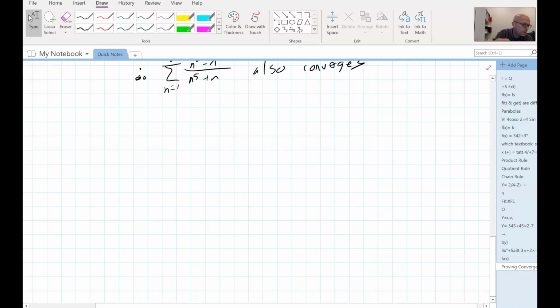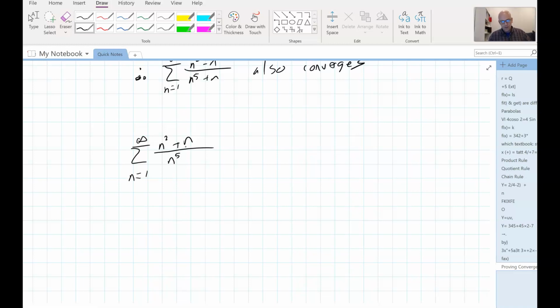Okay, let's try one more example. Let's say that we have the summation from 1 to infinity of n squared plus n over n to the fifth plus n. And I want to show that that's convergent or divergent, one or the other, right?